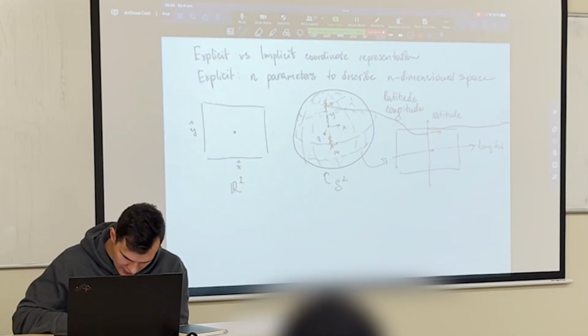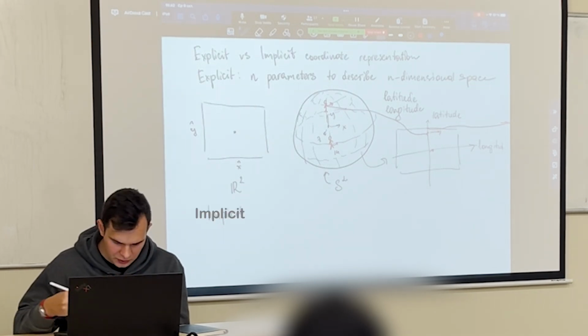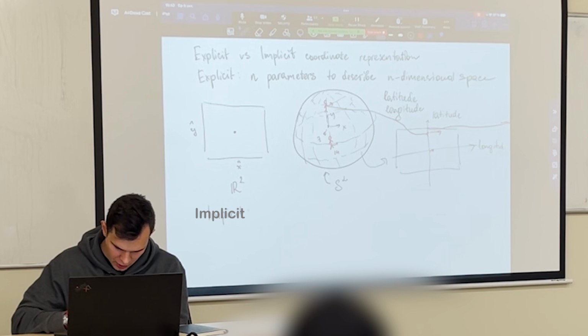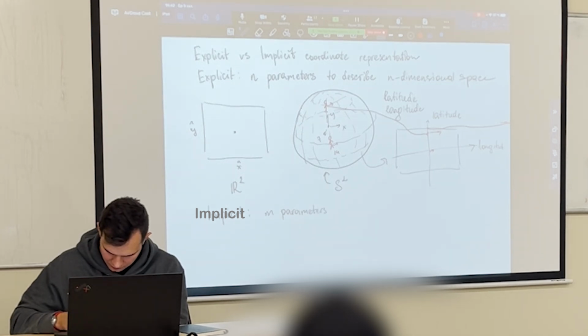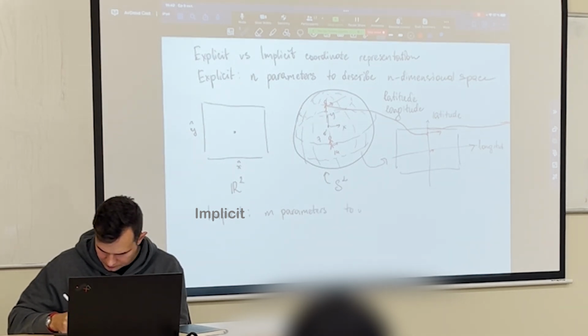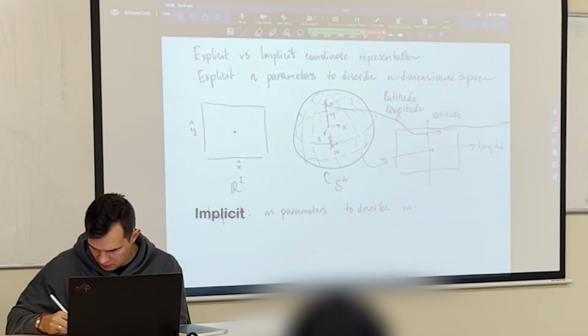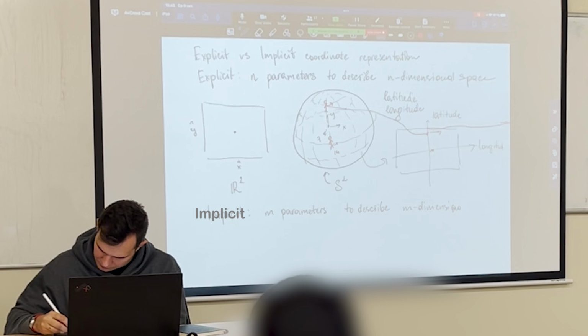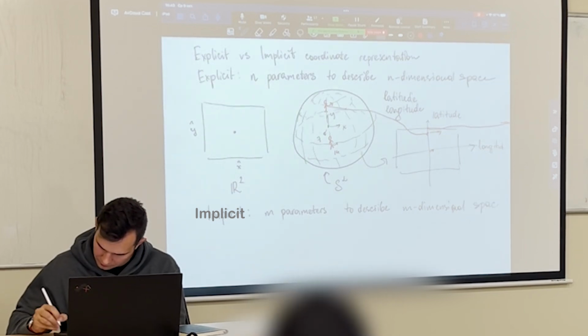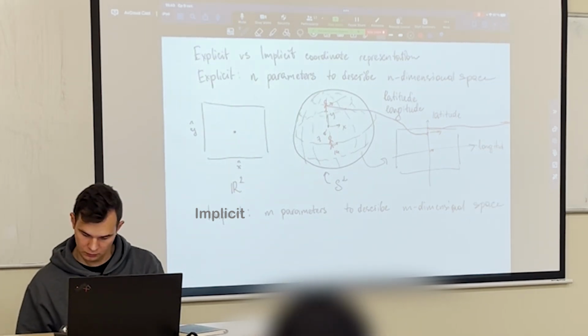So implicit coordinate representation means that you use m parameters to describe an m-dimensional space.